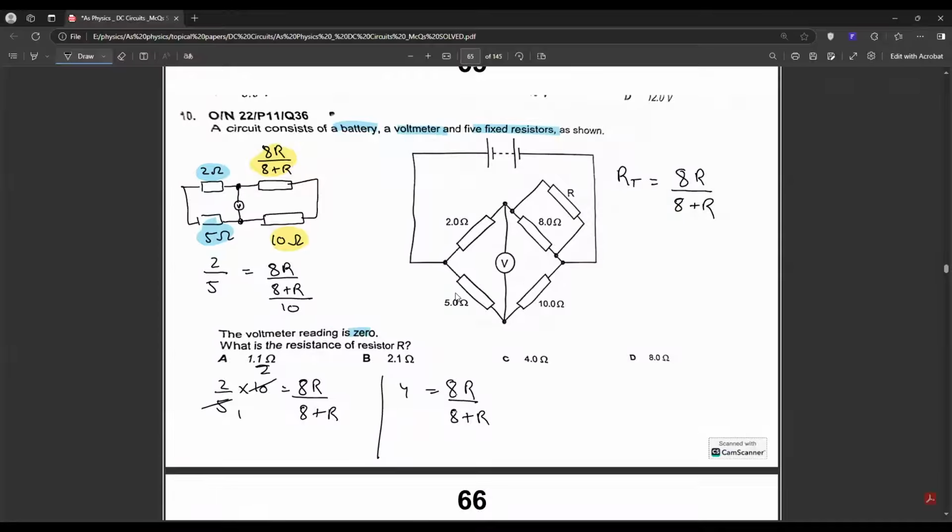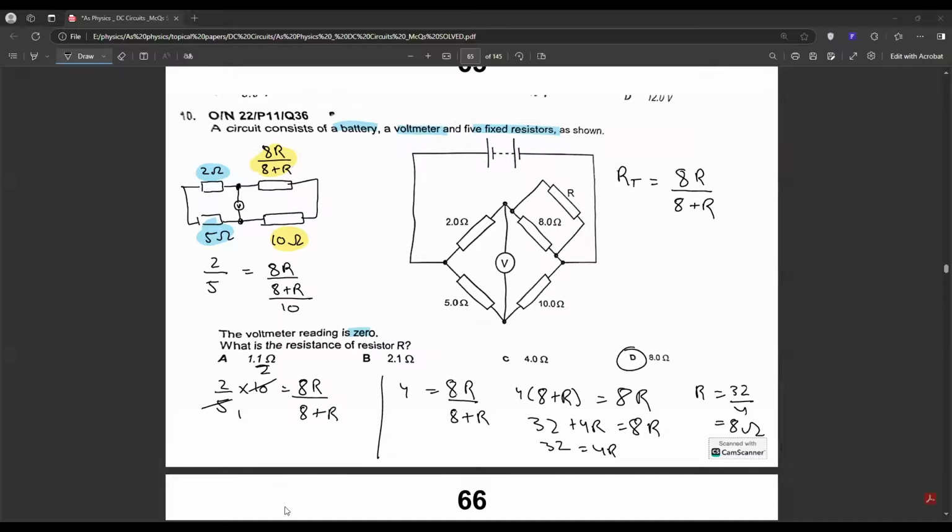Let's multiply 8 plus R towards the other side. 4 into 8 plus R is equals to 8R. Perfect. 4 into 8 is 32. 4 into R is 4R, is equals to 8R. Perfect. 32 is equals to 4R. R is equals to 32 divided by 4. That is 8 ohms. D should be your answer. I am sure of that, but let's confirm it in the marking scheme as well. Yes, the answer to 65 is D.